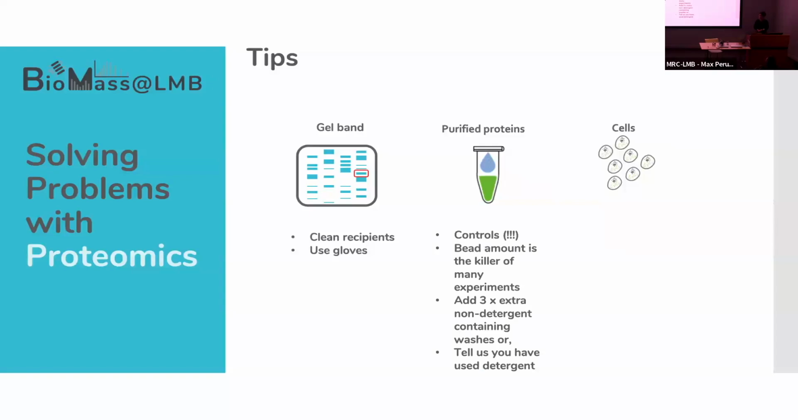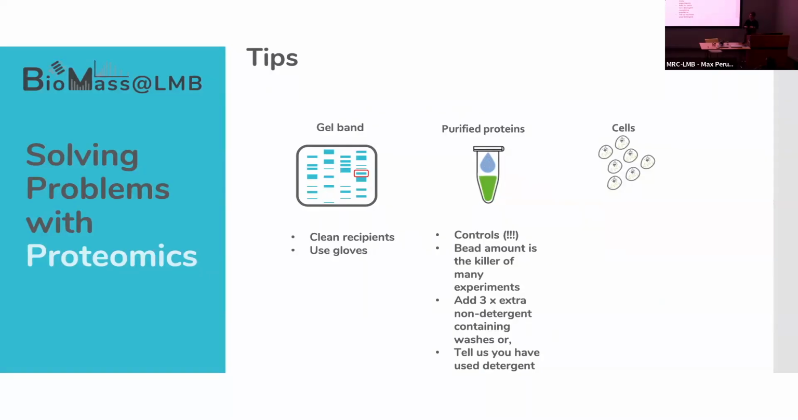Purified proteins, whenever you're doing IPs, affinity purifications, the beads that you're using usually are the killer of your experiments. And the reason why is because they are usually very heavy and you vortex and then you start adding to your samples. And the last sample will have more beads than the beginning. So we usually say vortex every single time.